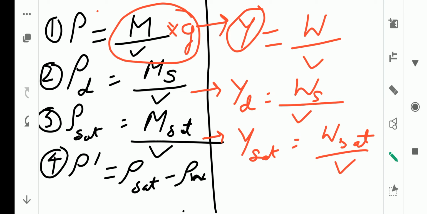Yes. Instead of submerged mass density, we will have submerged unit weight. What is this? Rho, instead of rho W we have written gamma W, unit weight of water. Okay, so I think these terms must be clear, right?